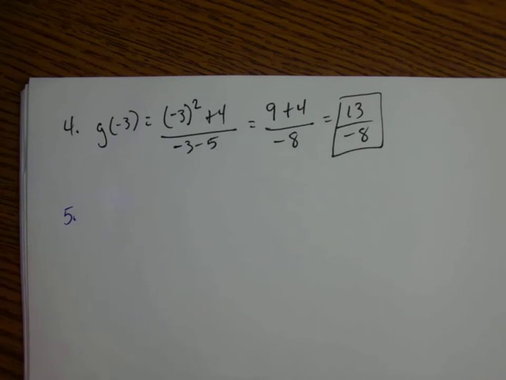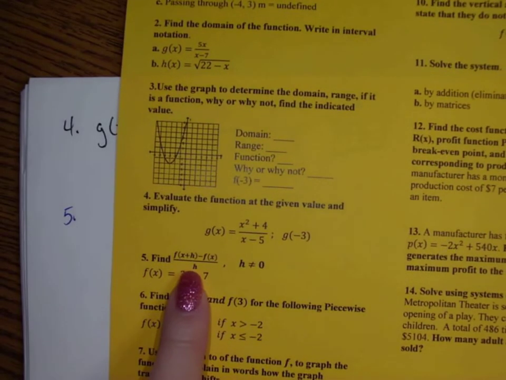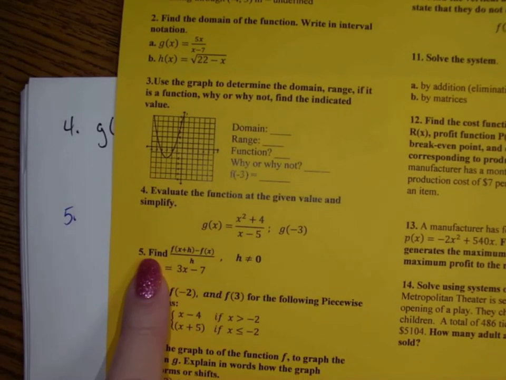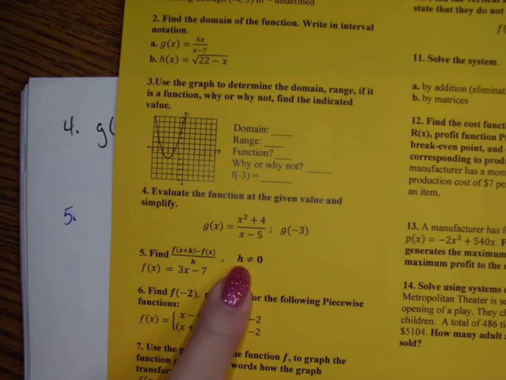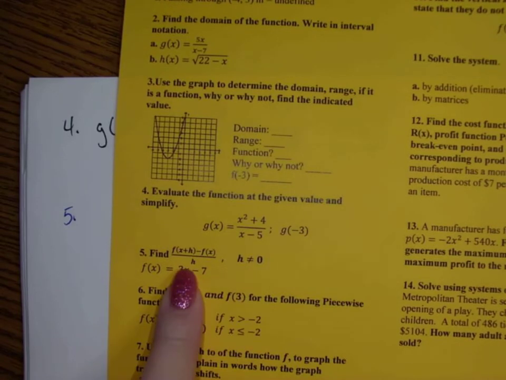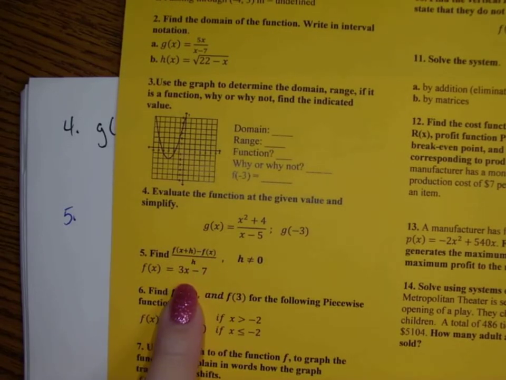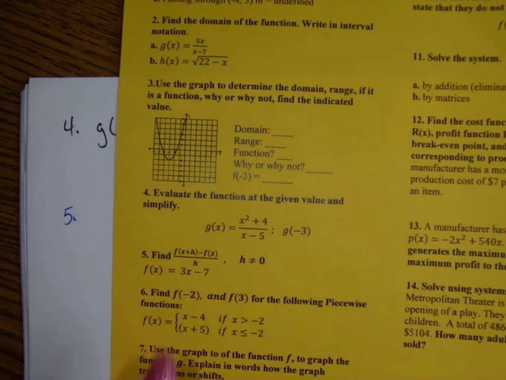All right, number 5. This is the difference quotient, and we are finding the difference quotient. Of course, h can't be equal to 0 because that would make it undefined, of 3x minus 7.